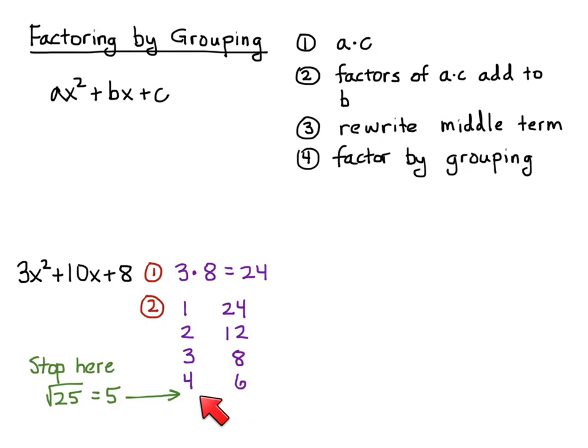Now if I went beyond 4, the next one would be 6, and then I would have 4. So I would have essentially a repeat of everything that I've done. So you won't repeat yourself if you stop at the square root of a number close to the number that we're looking at.